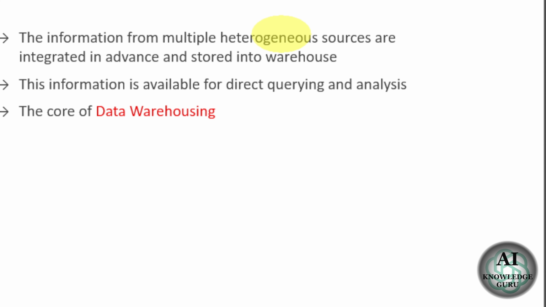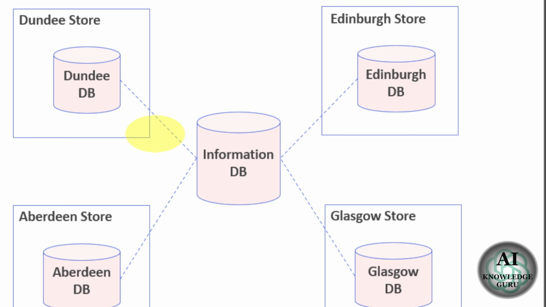The information from multiple heterogeneous sources is integrated in advance and stored in a warehouse. This information is available for direct querying and analyzing, the core of data warehousing. So we have one database, one database, one database. What we have done, we have created an information database where all the data coming in is stored, and this is a data warehouse.